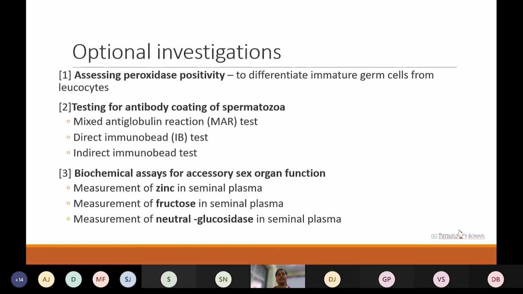And then we have the antibody coating of the spermatozoa. Here the MAR test is basically used to detect the IgG and IgA antibodies. And then we have the immunobead test, in which immunobeads are used, which are basically plastic particles coated with IgG and IgA immunoglobulins. These are used to detect the antibodies present on the surface of the spermatozoa. So what we can derive from these tests is that if 50% or more of the spermatozoa show the presence of antibodies, that means the test is abnormal.